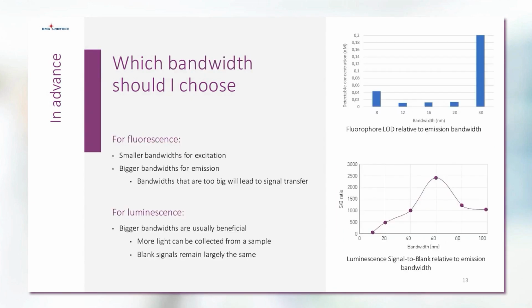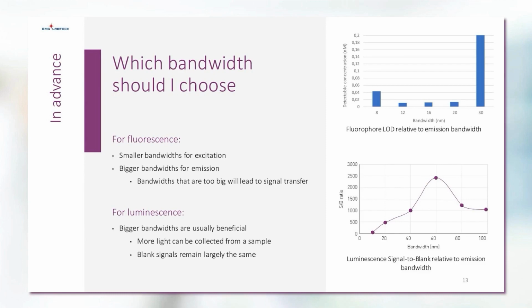At this point, it is also important to remember that you don't measure at one distinct wavelength, but rather a wavelength range, which is defined by the bandwidth. For example, an emission wavelength setting of 450 nanometers with a bandwidth of 10 nanometers will result in a measurement in the range between 445 to 455 nanometers.